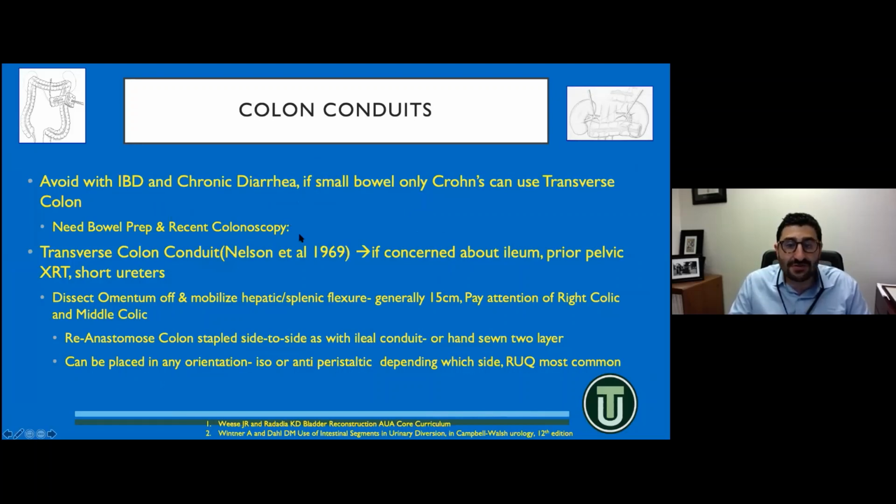The transverse colon can be used, and is a nice thing to have available in patients who've had prior pelvic radiation or have really short ureters. You can actually anastomose the transverse colon right to the renal pelvis. And can do a side-to-side stapled anastomosis or end-to-end, similar to the ileal conduit. And it can be placed in any orientation. It can be isoperistaltic or antiperistaltic. Most commonly is placed in the right upper quadrant.